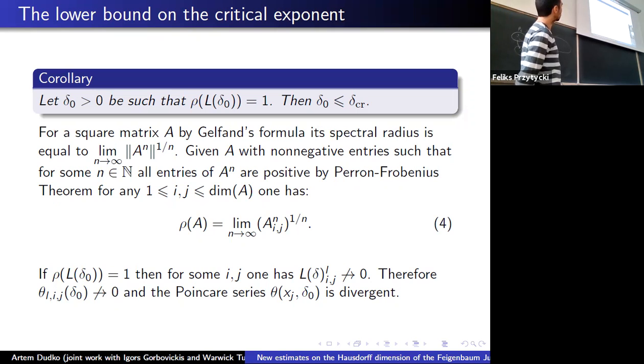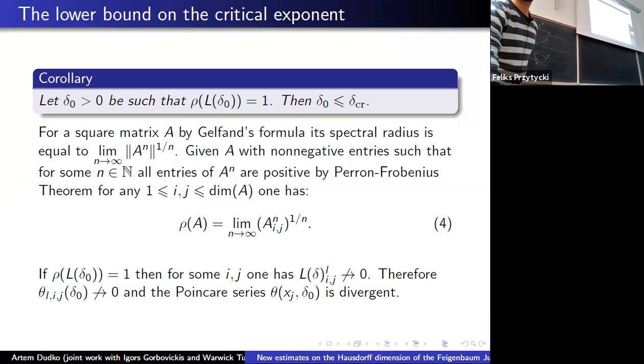So the other condition is that all entries of the n-th power are positive. So there exists some power n so that when you raise the matrix A to the power n, all entries will be positive. So for a diagonal matrix, you have plenty of zeros, which will stay zeros. Yeah, this is true for our case because of the transitivity of the matrix.